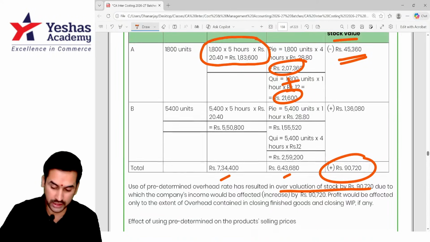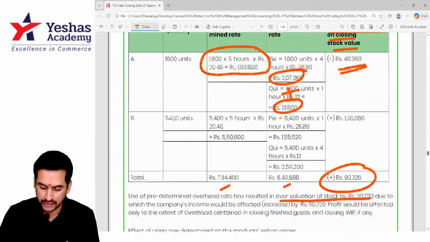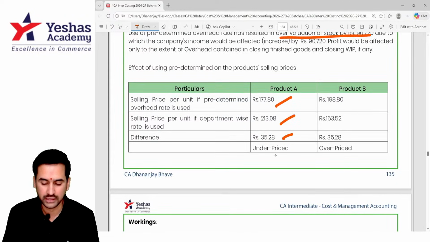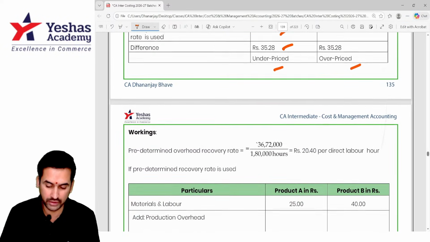Okay, these were the two difficult things in the question. The last part is easy. You will be able to do selling price versus selling price. The difference is underpriced or overpriced. This is very easy. You will not have difficulty.